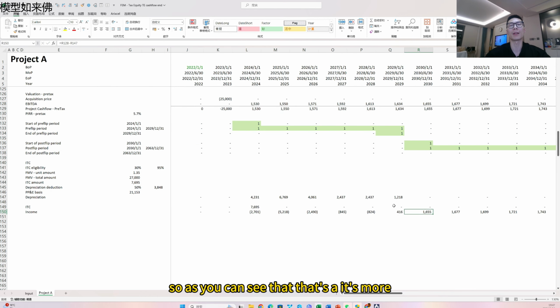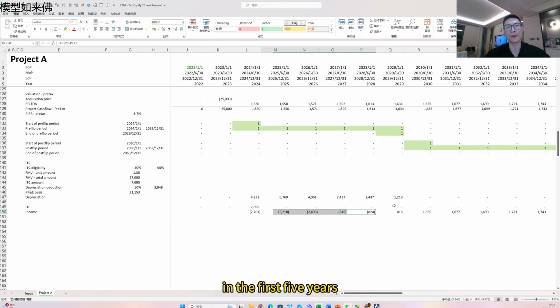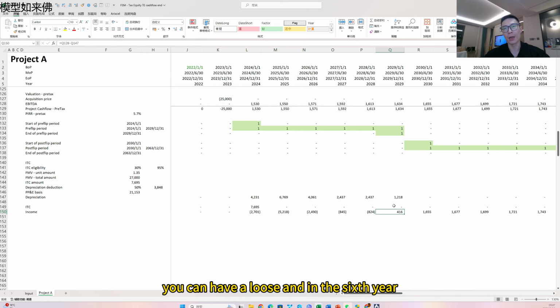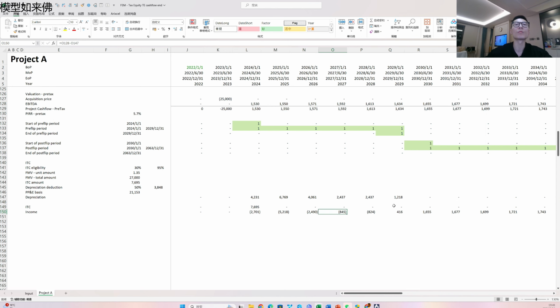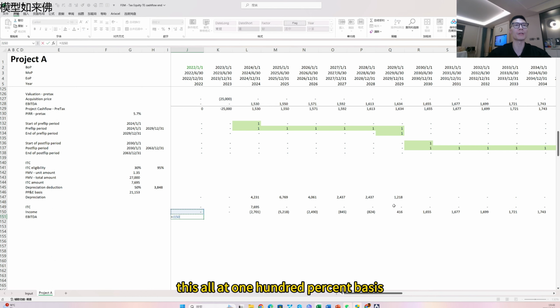So as you can see, in the first 5 years, you're gonna have a loss, and then in the 6th year, you're gonna have a profit. That means you're gonna have a taxable CIT payable, and then you have the EBITDA. It's all on a 100% basis.